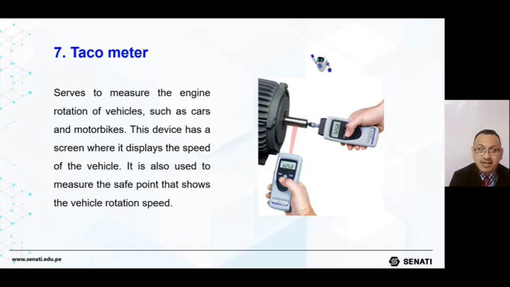Tachometer. The tachometer serves to measure the engine rotation of vehicles such as cars and motorbikes. This device has a screen where it displays the speed of the vehicle. It is also used to measure the safe point that shows the vehicle rotation speed.